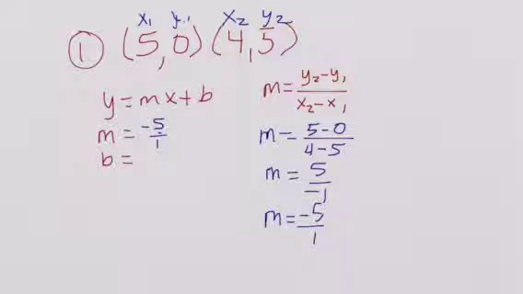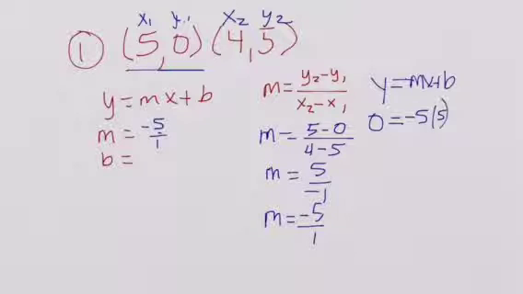So in order to find my b, I'm going to take my equation y is equal to mx plus b. Now I'm going to pick an ordered pair that doesn't have any negatives in it. So I'm going to go ahead and pick my first ordered pair. So my y is 0, my m is negative 5, and my x is 5 plus b. So now I'm going to solve for b. So I'm going to do 0 is equal to negative 25 plus b.